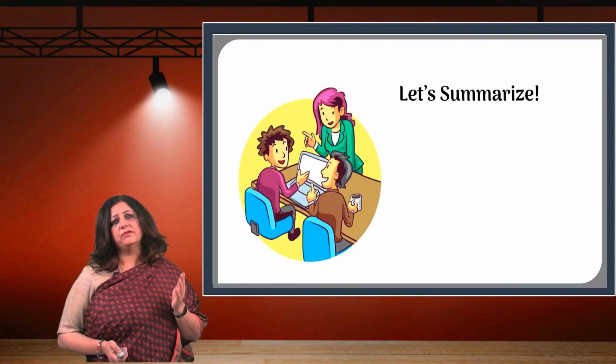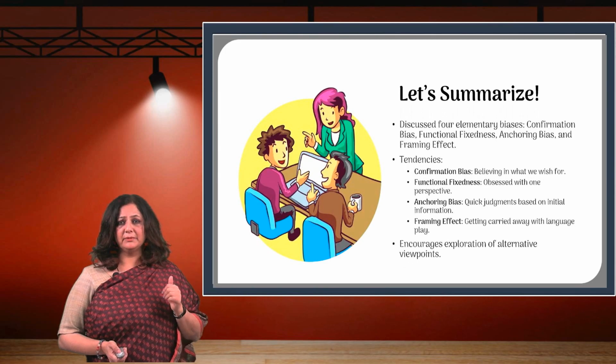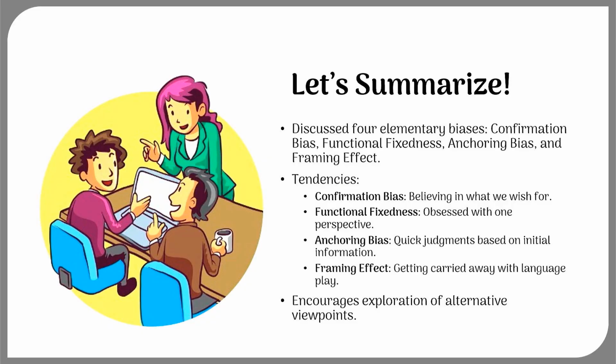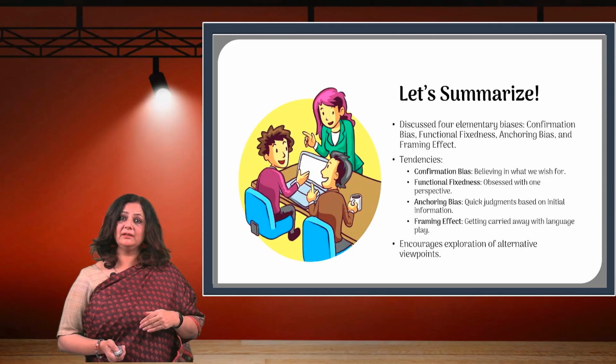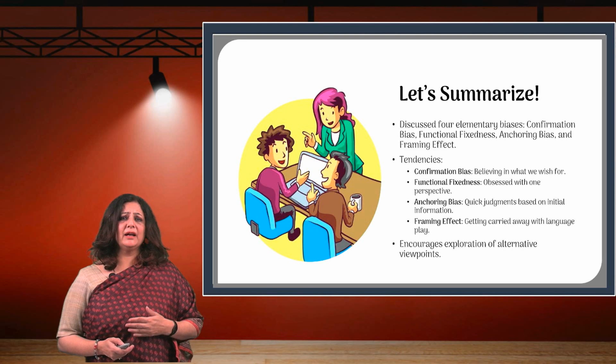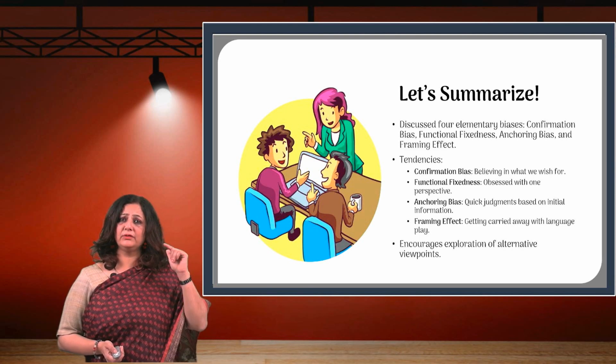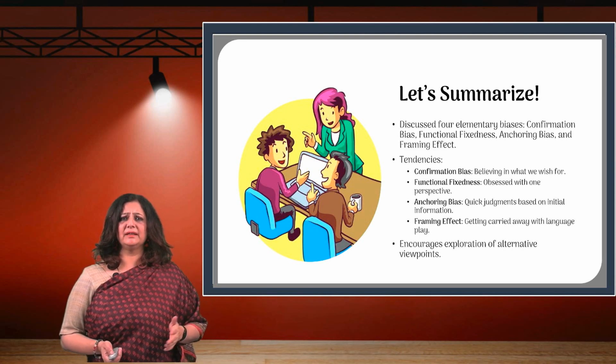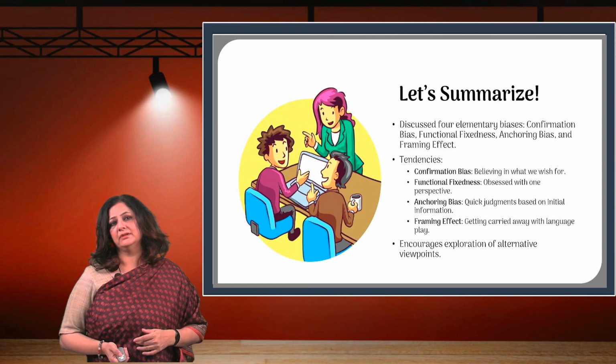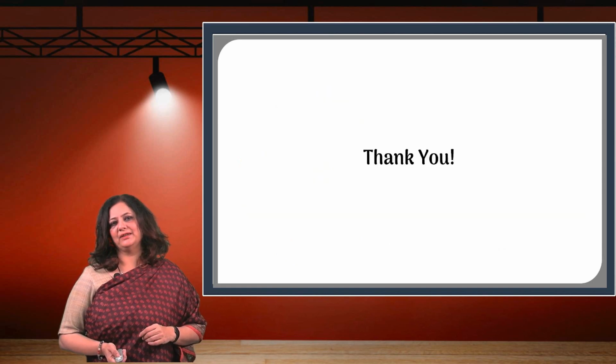We discussed four elementary biases: confirmation bias, functional fixedness, anchoring bias, and framing effect. In short, these tendencies make us believe in what we wish for, make us obsessed with only one way of looking at things, quick to make judgments, and get carried away with the play of words. Look for others.